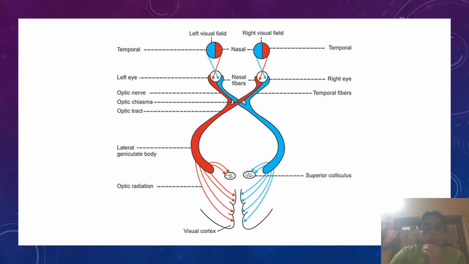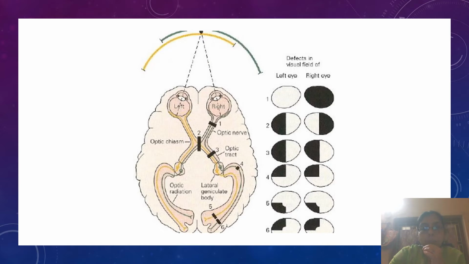From the lateral geniculate body, there will be generation of the optic radiation, which will ultimately end at the visual cortex at the occipital lobe. Now, if any kind of lesion happens in this pathway, there will be different types of visual disturbances. It may be a lesion at the level of the optic nerve, optic chiasma, or optic tract, but we now want to focus on the lesion at Meyer's loop, that is, a certain portion of the optic radiation.